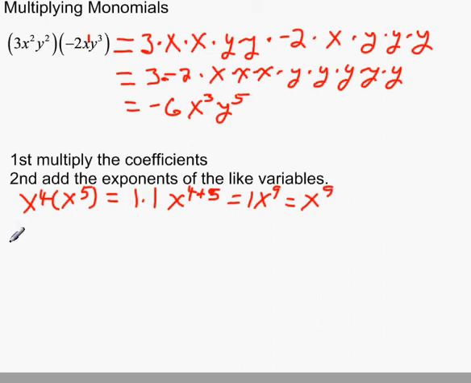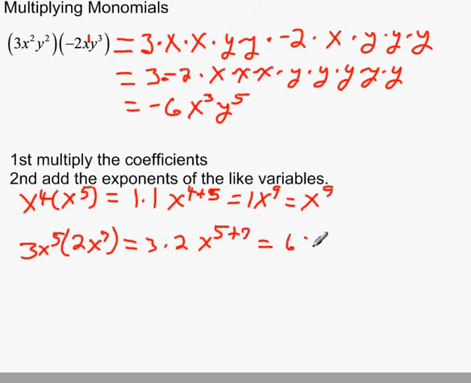Let's look at one more. Let's say 3x to the 5th power multiplied times 2x to the 7th power. Once again, we're going to use the same procedure. 3 times 2, and for my x, it's going to be 5 plus 7. So we end up with 6x to the 12th power.